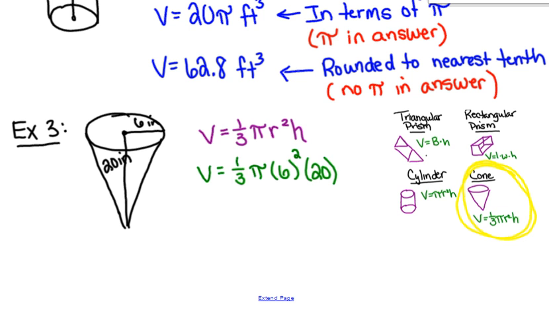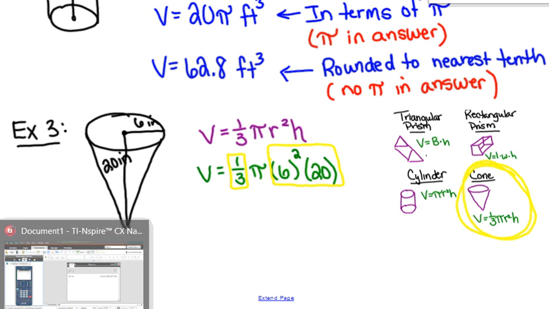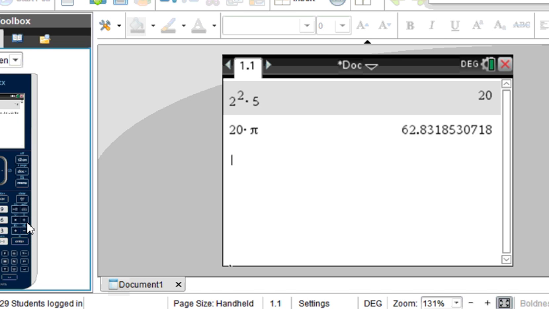And again, they might ask for this answer one of two different ways. They might ask for it in terms of pi. And if they ask for it in terms of pi, then I'm going to get my calculator out and substitute everything except the pi into my calculator. So into my calculator, I'm going to type 1/3 times 6 squared times 20. And I want you to get your calculator out and type this in there also. So 1/3 times 6 raised to the second power times 20.